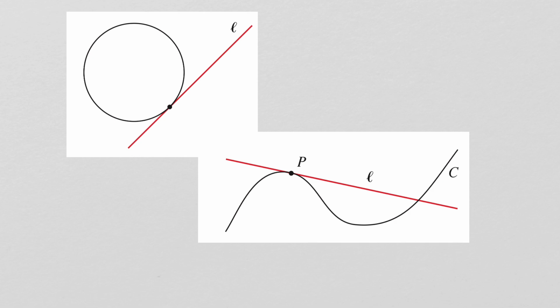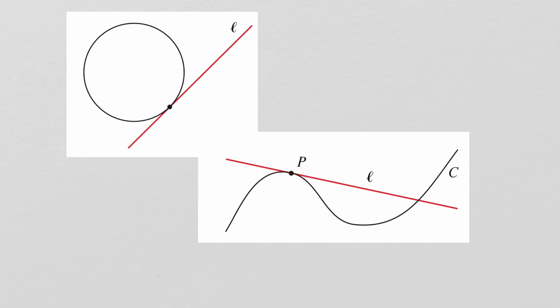So let's recall from geometry that a tangent line to a circle is a line that intersects the circle in a single point. So we can think of this as the line grazes the circle. For a function, it's the same concept. So we can see at point P here on the graph of this function, the line barely touches the function at that point. Now it also hits the function over here, but that doesn't change the fact that at point P, we have a tangent line.